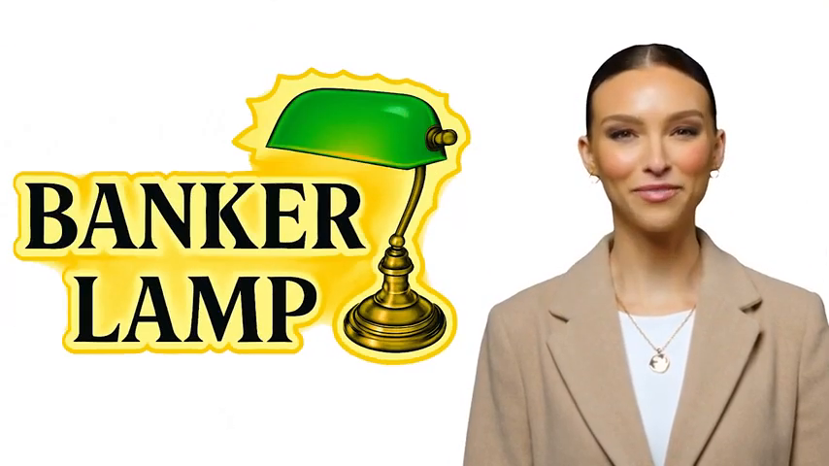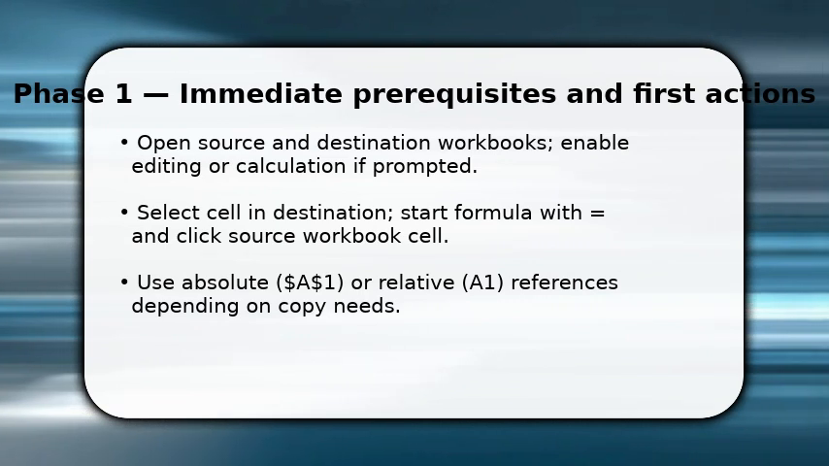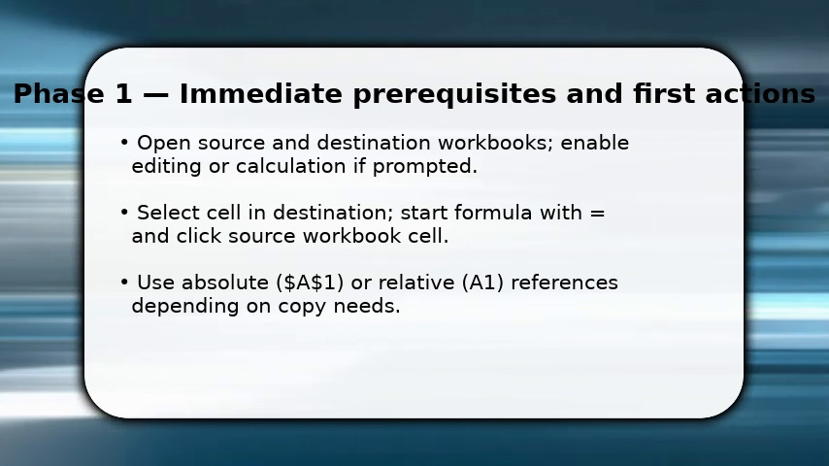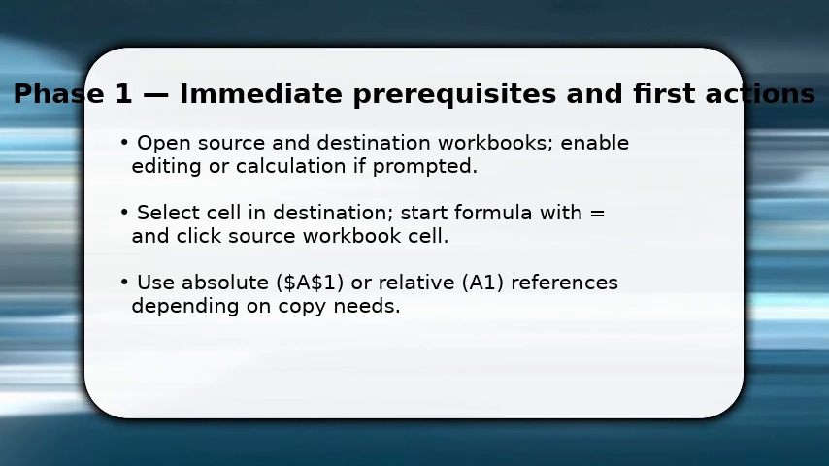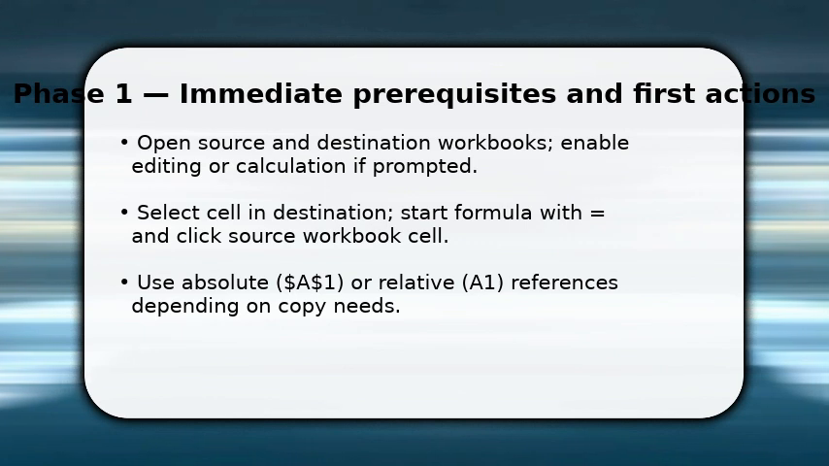Please enjoy the video. You start by opening both files and positioning the destination sheet. This prevents broken references. Click the destination cell, type equals, then switch to the source workbook and click the cell you want to link. Once done, press enter and Excel creates an external reference. Make sure to choose absolute $A$1 if you want the link to stay fixed, or A1 for relative copying. This first step establishes the live connection you'll manipulate next, so verify values update immediately.